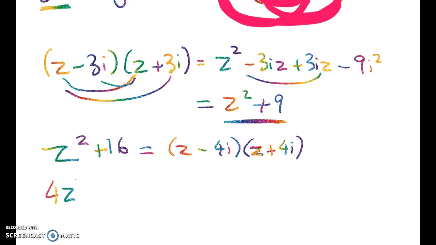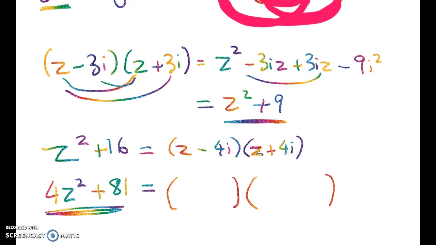Another one, just to practice, try that one, 4z squared plus 81. So until now, when you've seen that, when we were just working with real numbers, the answer was, oh, we can't factorize that. But actually we can. We can factorize it using the sum of 2 squares and imaginary numbers pattern. So that one will be 2z plus 9i times 2z minus 9i.